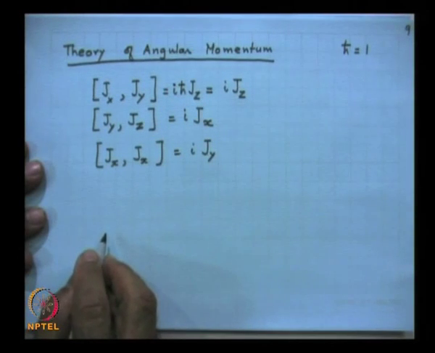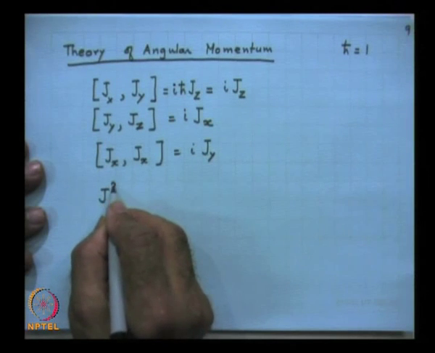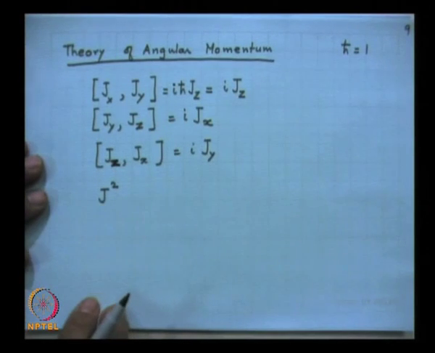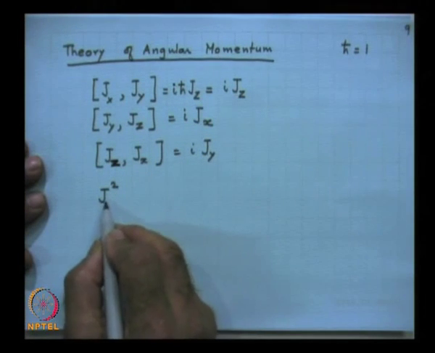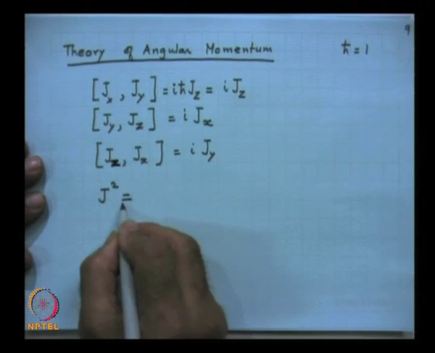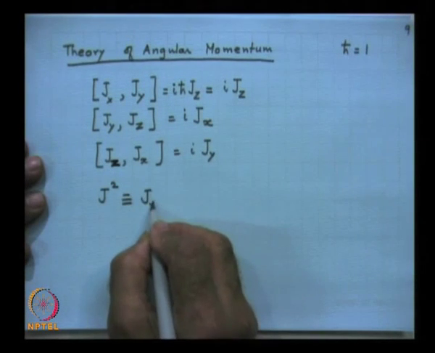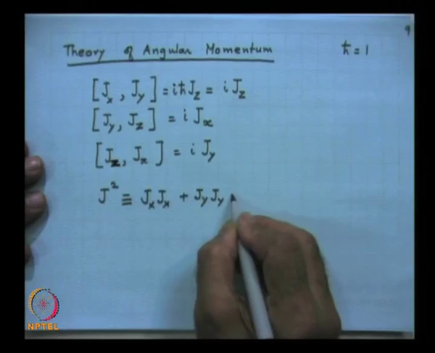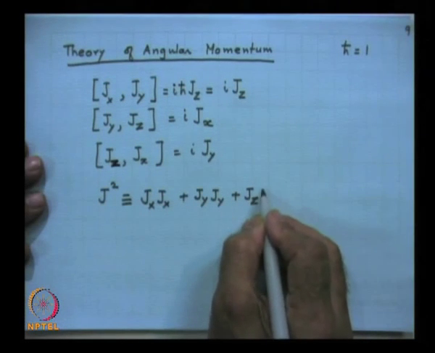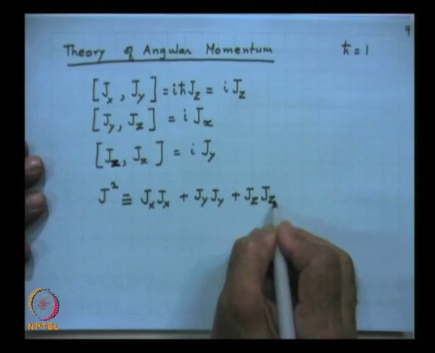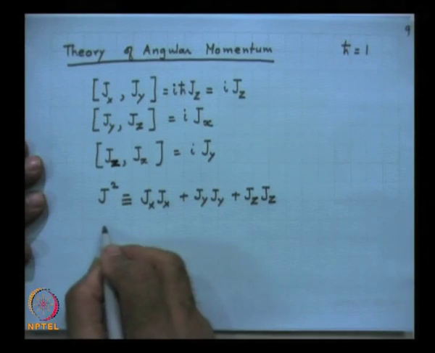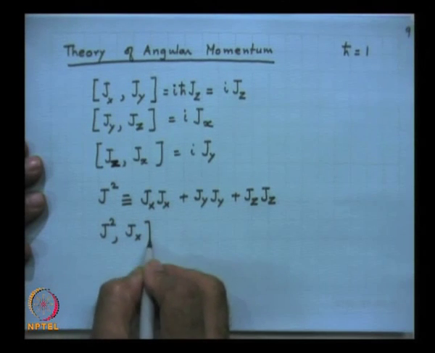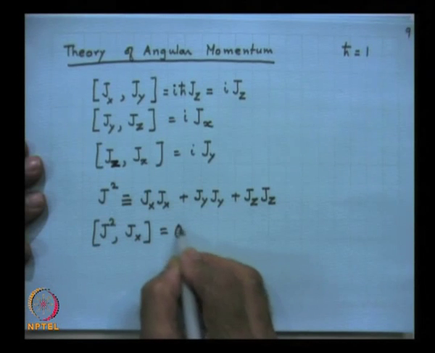Further, we define the operator J square as J x square plus J y square plus J z square, that is J x J x plus J y J y plus J z J z. And we assume, and as we have shown, that J square commutes with J x, commutes with J y and commutes with J z.